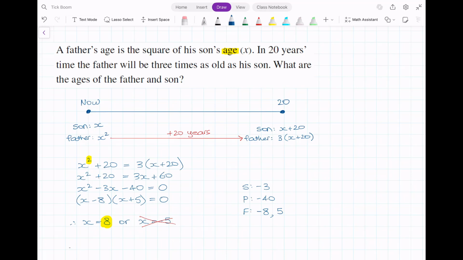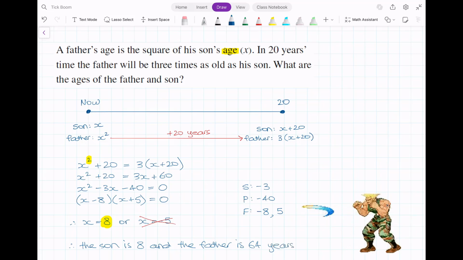So therefore we can conclude that right now the son is 8, and the father would be 8 squared, which is 64 years old. Boom! And I think that's how we tackle that question.